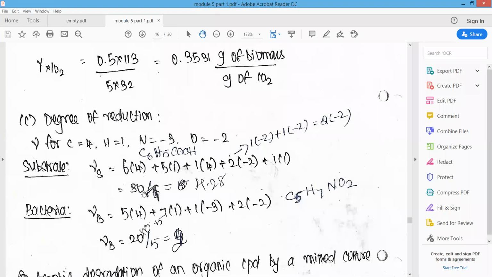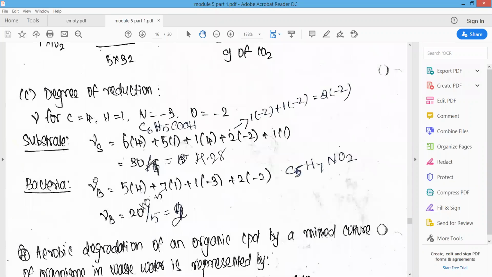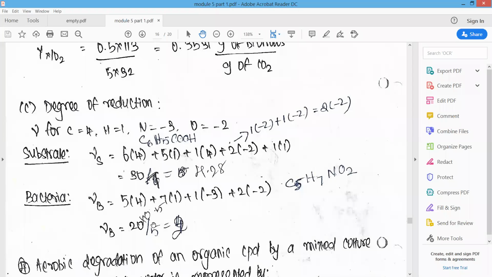The next is alpha b, gamma b, that is 5 into 4 plus 7 into 1 plus 1 into minus 3 plus 2 into minus 2. And then the coefficient is 20. So 20 into 0.5 divided by 5, that is 2. These two problems, the previous problem and this problem, use the same method. Only here you should not substitute the coefficient, sorry, atomic weight. Remember, degree of reduction should be of what?